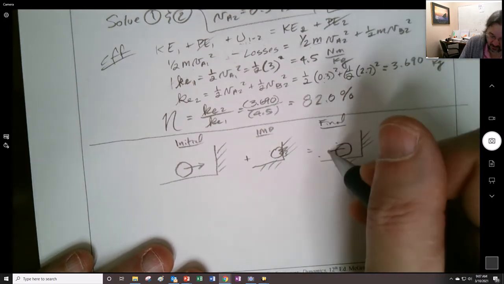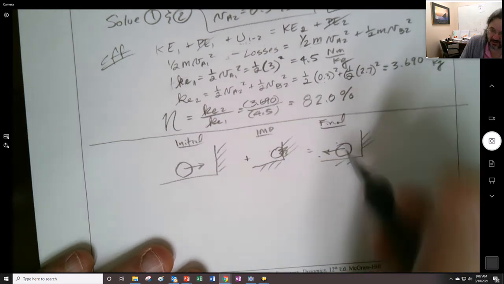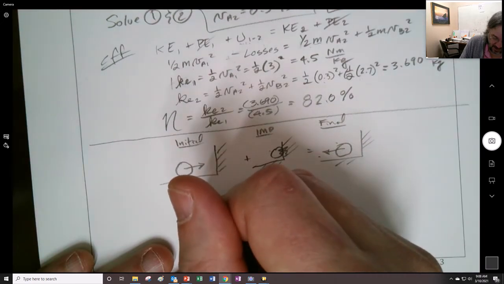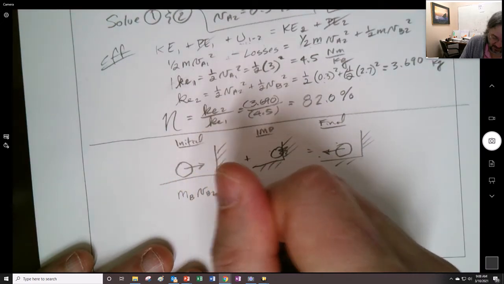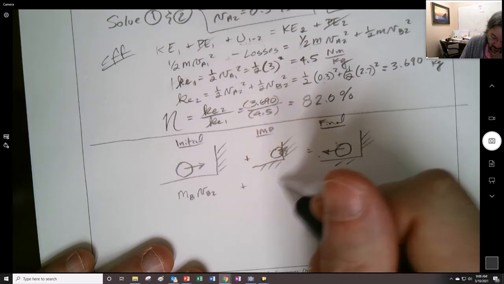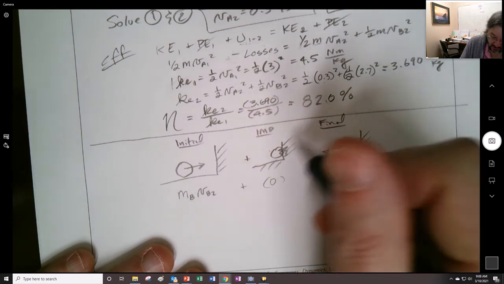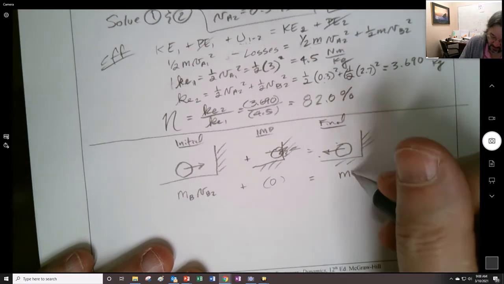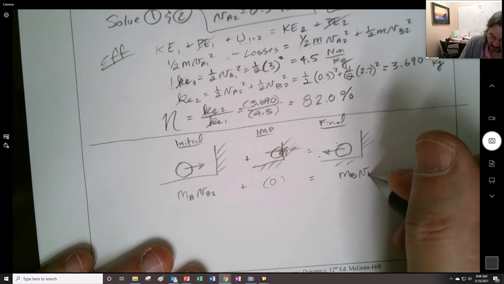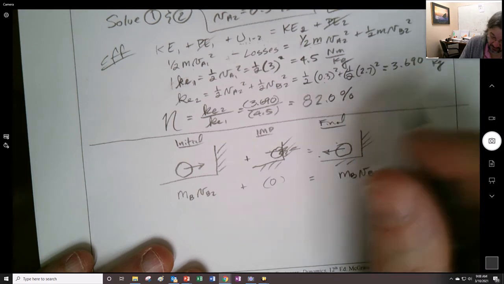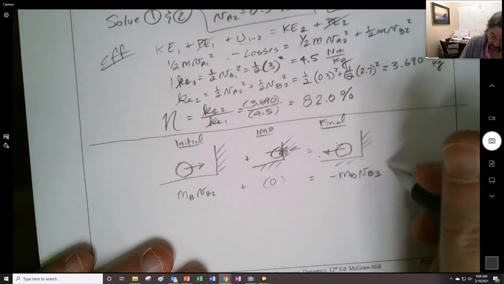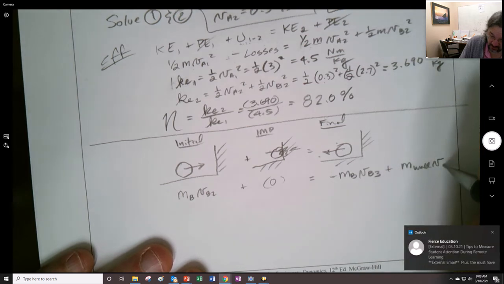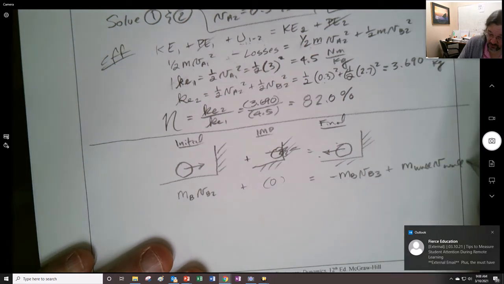Now it's going to pass through the wall, so we just inherently know that it has to bounce back right here. So if we're going to have, let's write MB times VB2 plus 0 right here, because we have equal and opposite, the wall is going to push back, is going to be equal to MB VB3, and in fact it's going to be negative right here, plus M wall V wall 3, I guess.